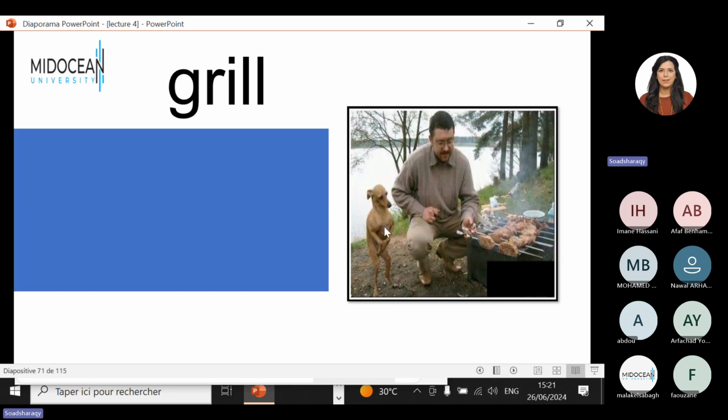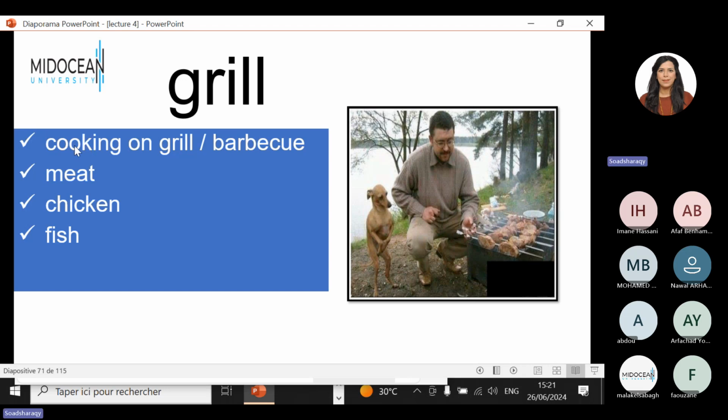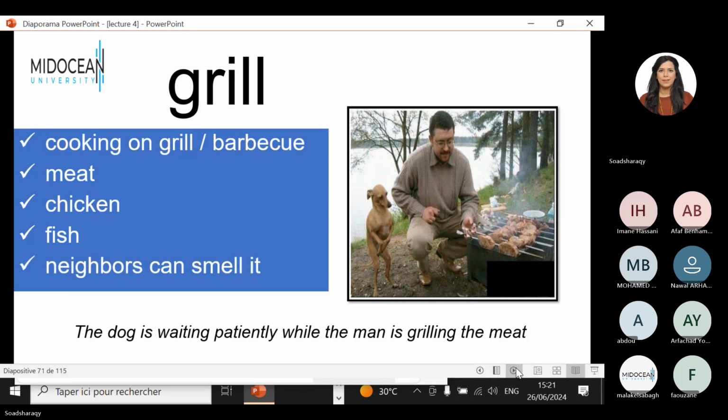Another verb, grill. So cooking on grill or barbecue. You can, of course, grill meat, chicken, or fish. Example, the dog is waiting patiently while the man is grilling the meat. So who likes grilled meat here, or chicken, fish? Do you like grilled meat?